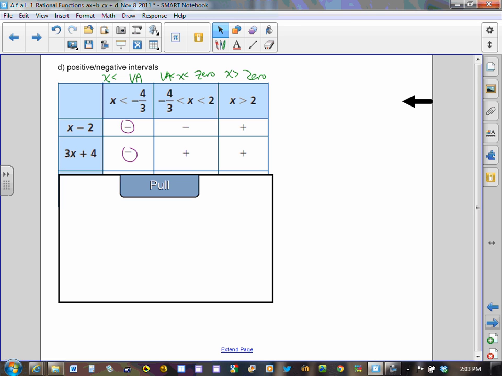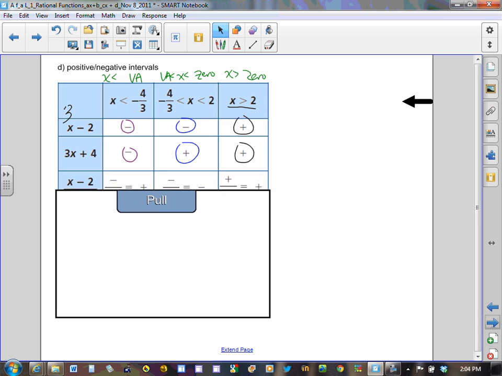If we then test a value between minus 4/3 and 2, let's say we use 0, then we can see how this one would be negative and this one would be positive. And last but not least, let's test the final interval, that is x greater than 2, and we'll choose any old value. Why not 3?